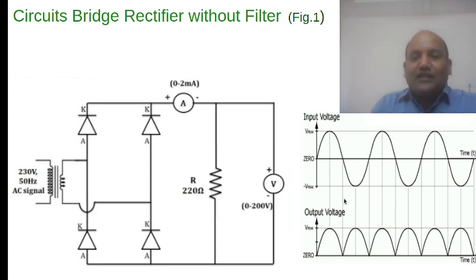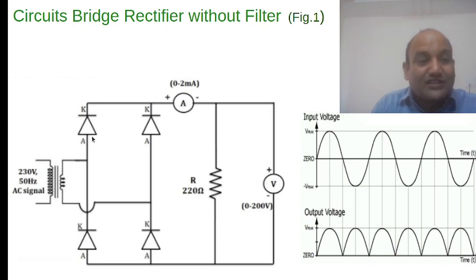Now come to the negative half cycle. When you apply this negative half cycle on this capacitor and this transformer, then what happens? This terminal now becomes negative, and this terminal becomes positive. This terminal becomes negative, and this terminal is positive.